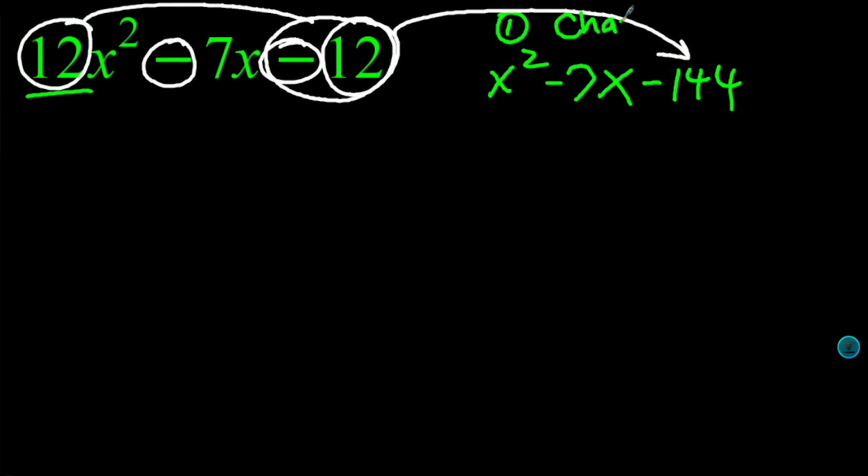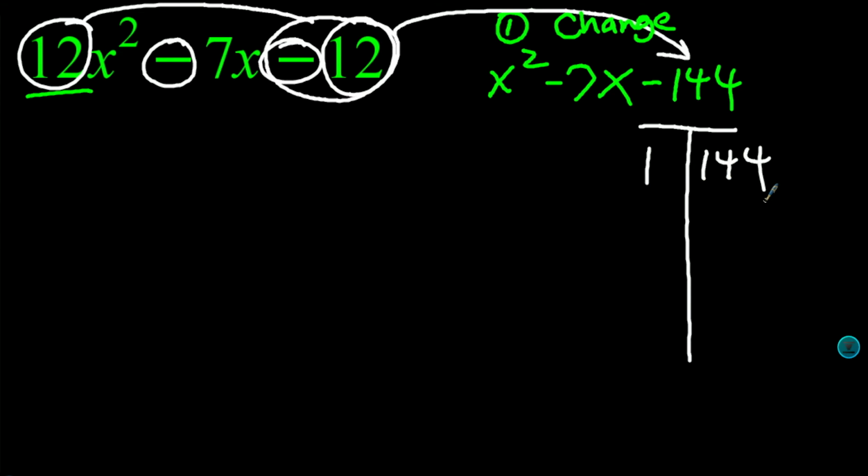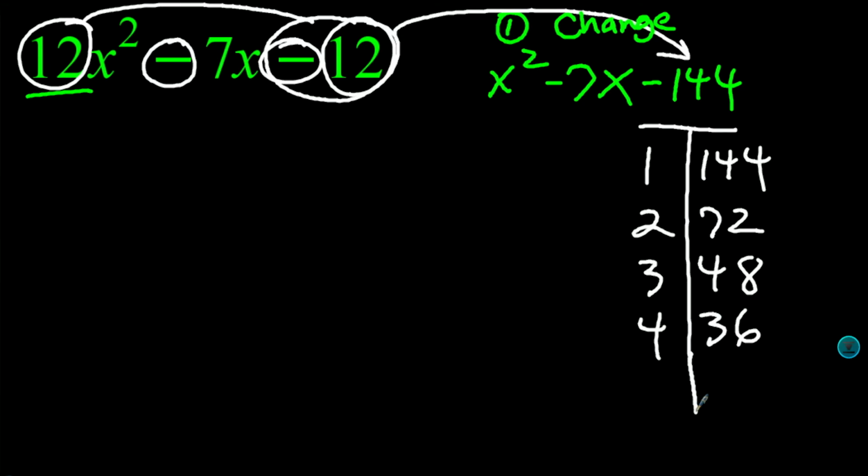Remember, our first step was to change. So now we have it changed. Now we want to factor our last coefficient. So we've got to look at the factors of negative 144. So let's start out. Of course, we know that 1 and 144 are factors. Then we also know that 2 and 72, 3 and 48, and 4 and 36. And remember, we're looking for factors whose sum is going to be our middle term, but we're going to have to deal with this negative. So we'll talk about that in a second.